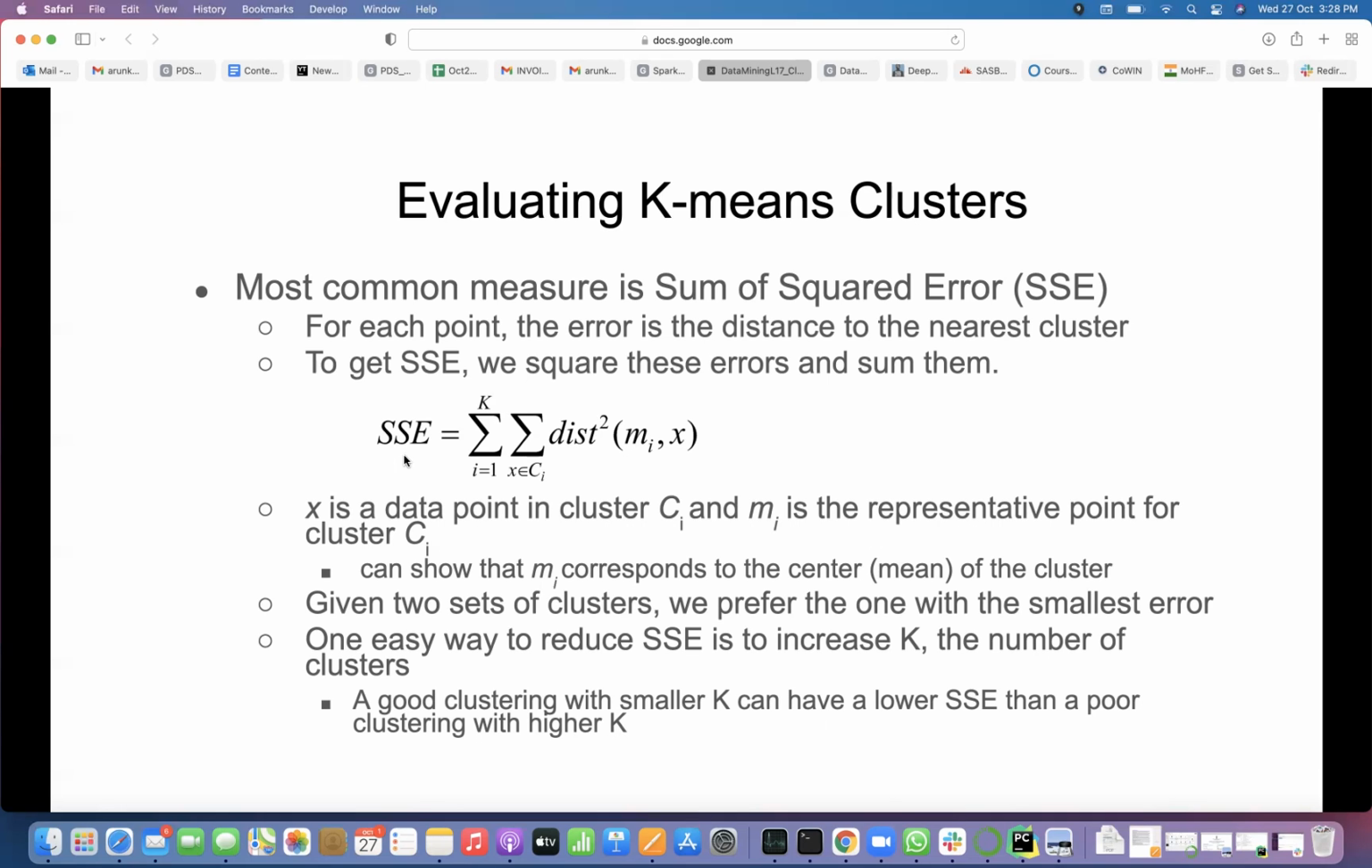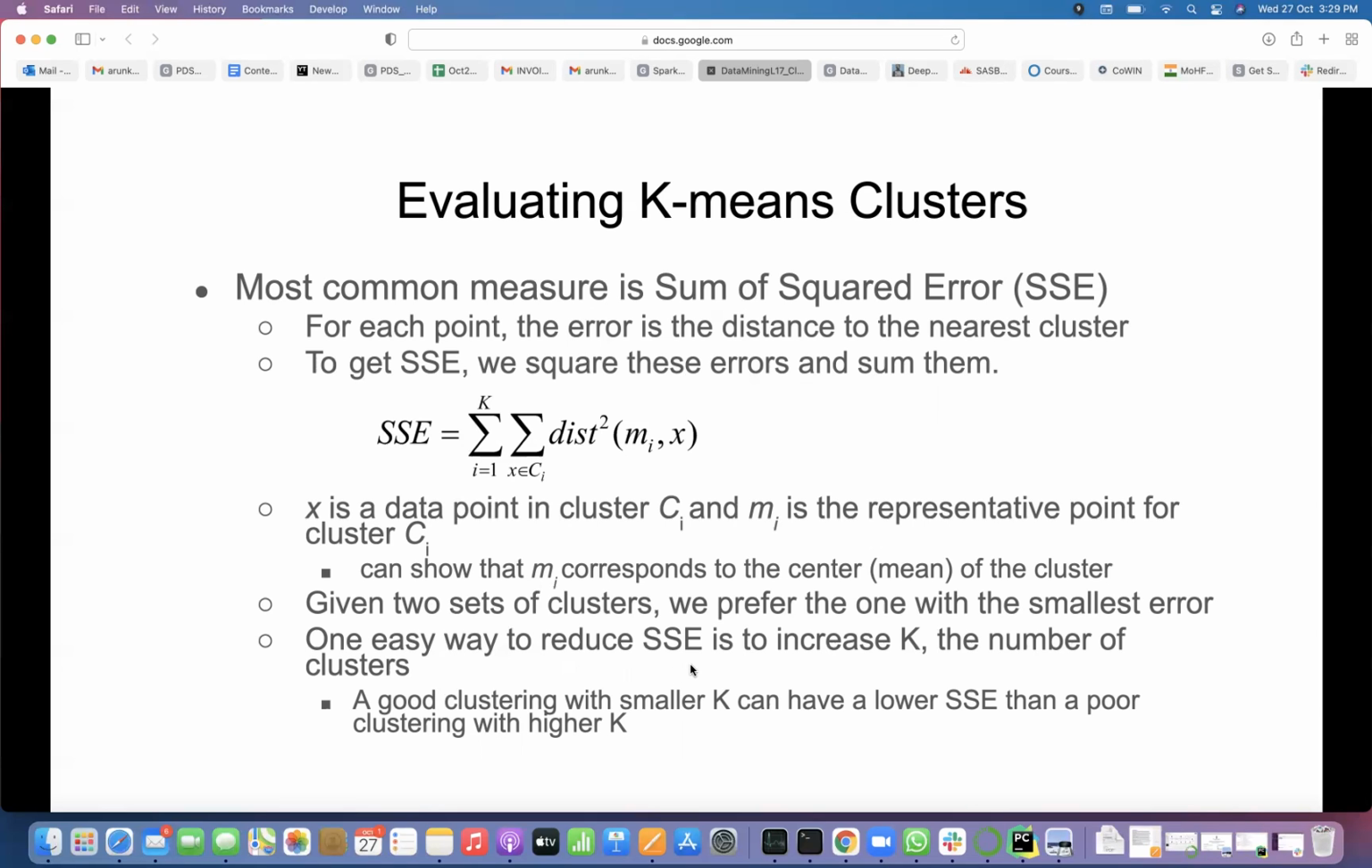That means if you represent all the points with the centroid, you are making that much error, the distance between the centroid and the point. Then you get that for all those pairs, the centroid and the points assigned to that cluster, squared. That is the sum of squared errors. X is a data point in cluster Ci and Mi is the representative point for cluster Ci. Given 2, we can show that Mi corresponds to the center of the cluster. Given 2 sets of clusters, we prefer the one with the smallest error.